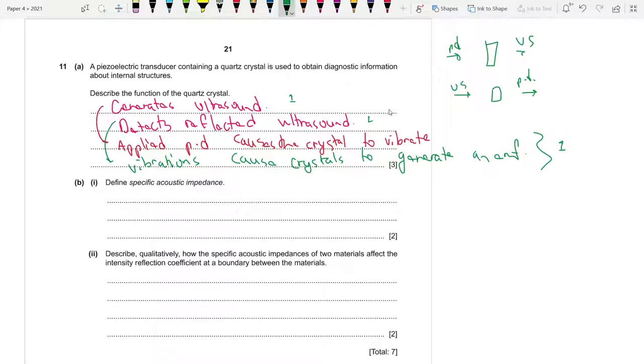Important. Define specific acoustic impedance. It's basically the product of density and speed of ultrasound in a certain medium. Okay, so it's the product of density and speed of ultrasound in that medium.